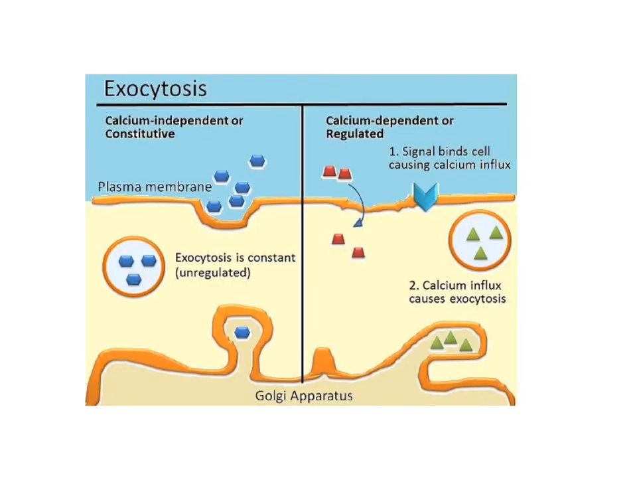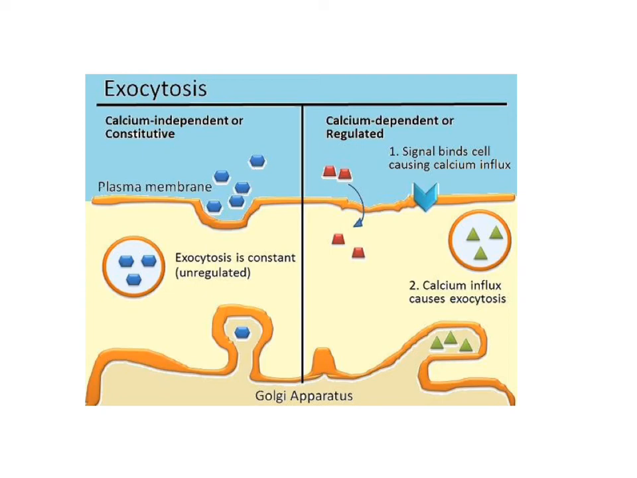There are sort of 2 ways that cells handle this. There is constitutive or calcium-independent exocytosis, and in this case, it's just unregulated, constant removal of substances coming from, it looks like the Golgi apparatus here, packaged into vesicles and then secreted.